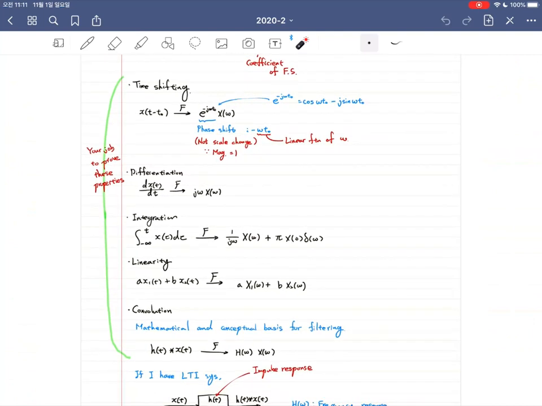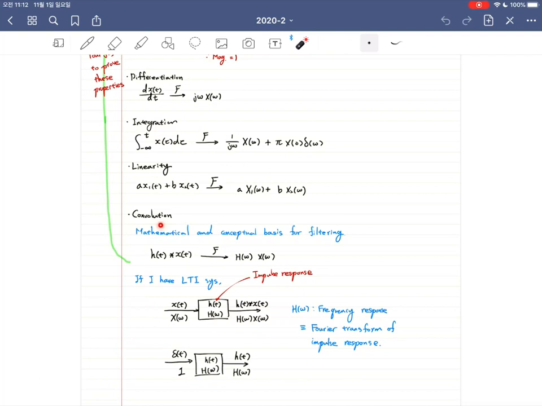And I introduced time shifting, differentiation, integration, linearity, and convolution, and it's your job to prove these properties. I haven't gone through the details for this. I just listed the fact of each property and not going through the whole proof. And I told you specifically to prove it because it can be on your test or your homework. Okay?